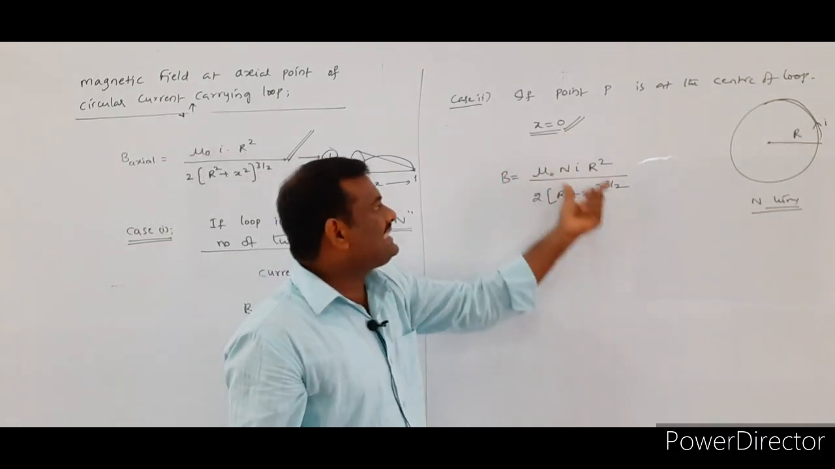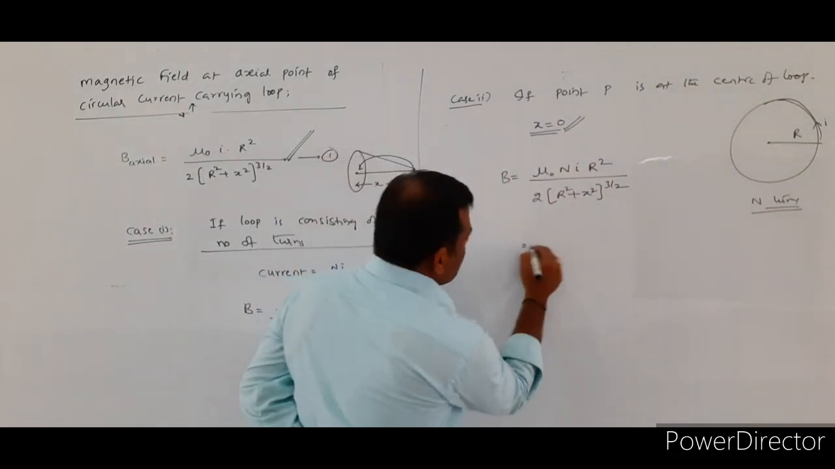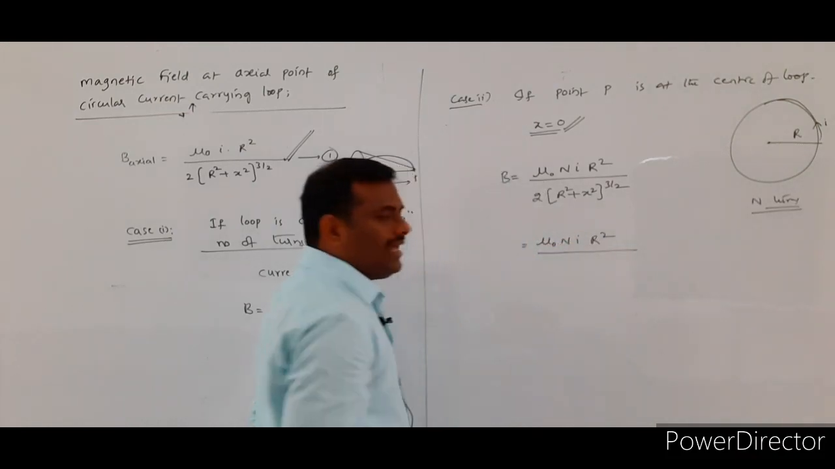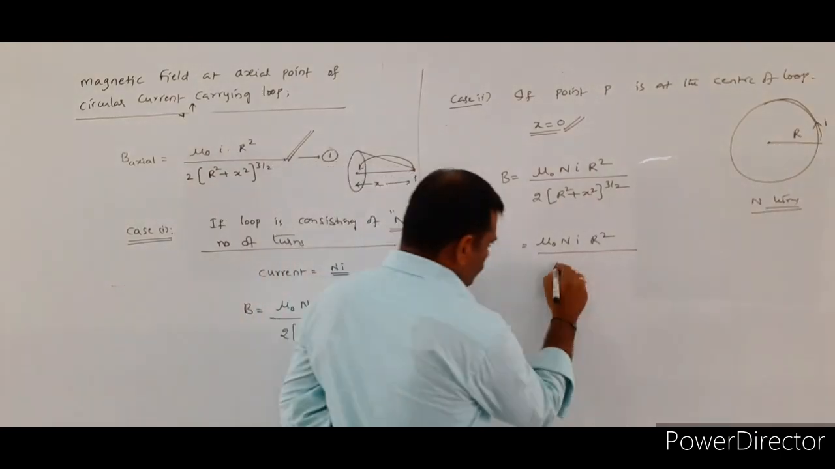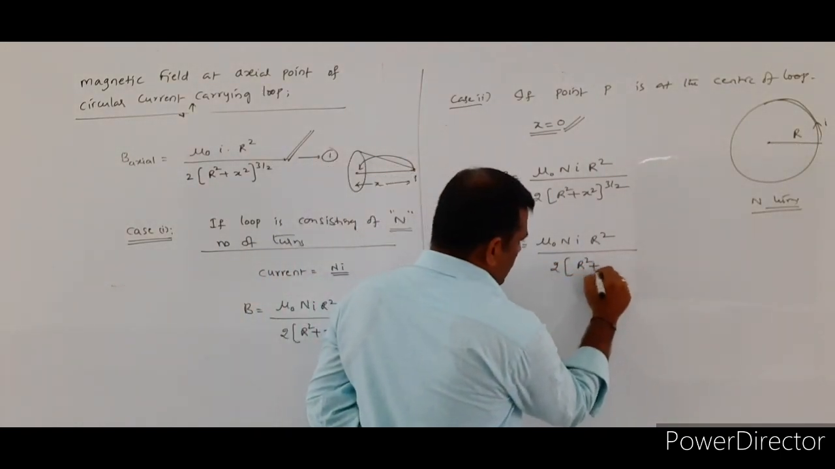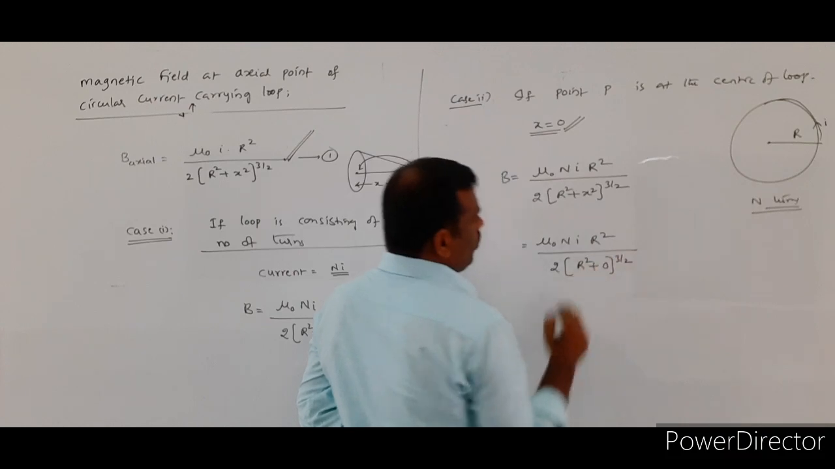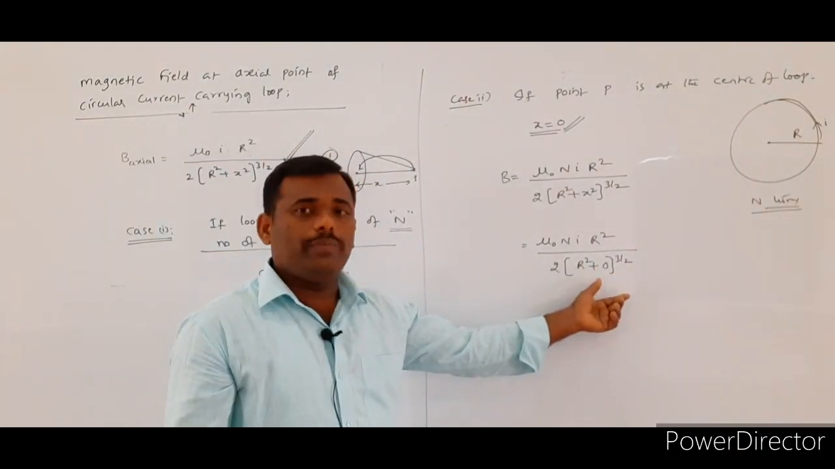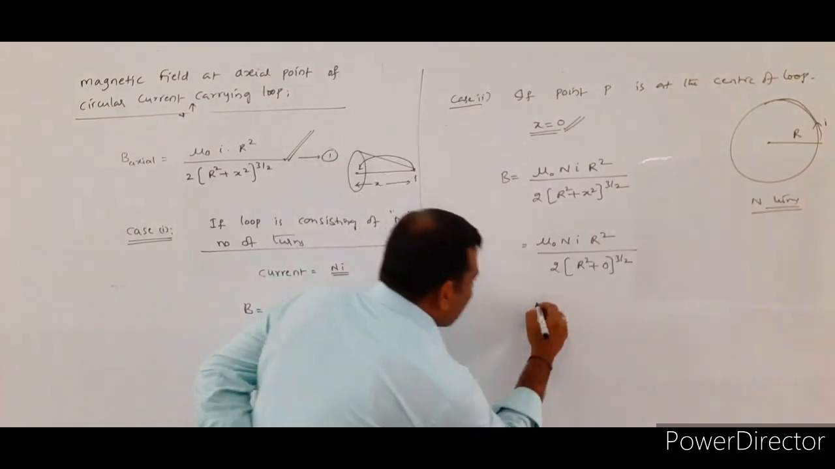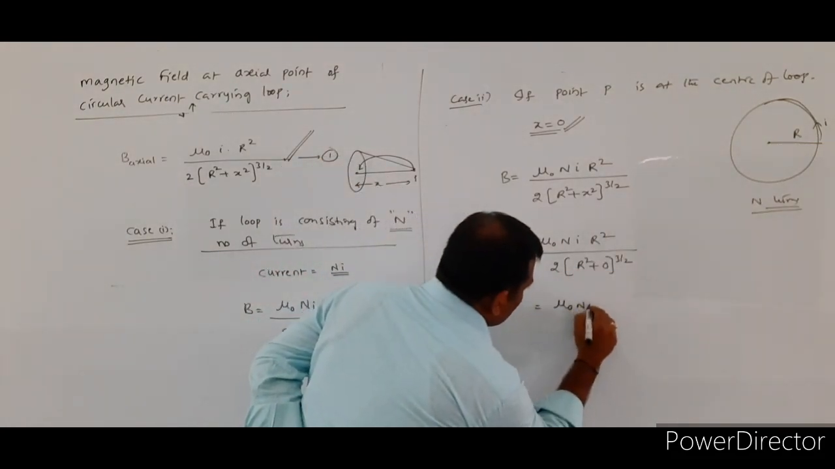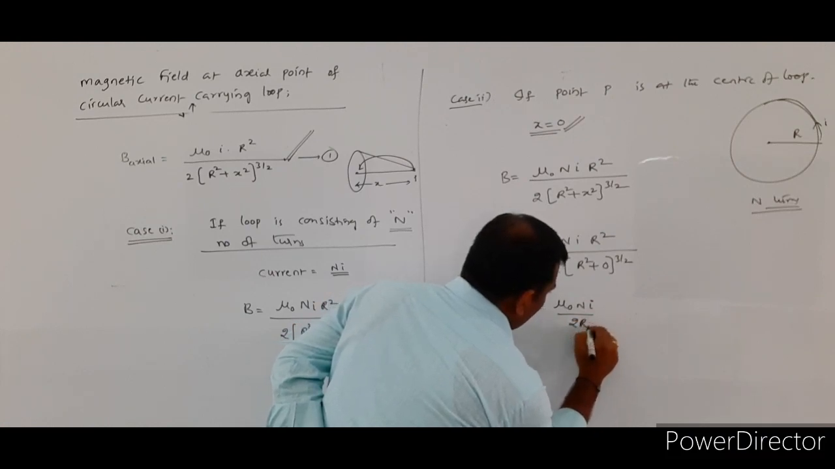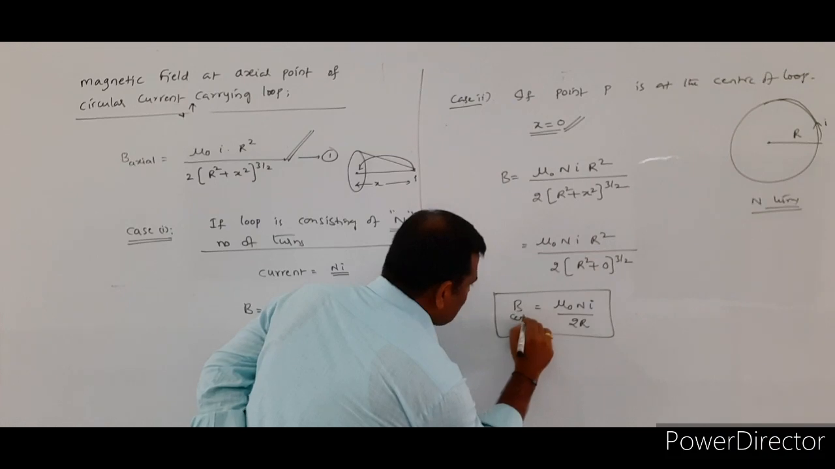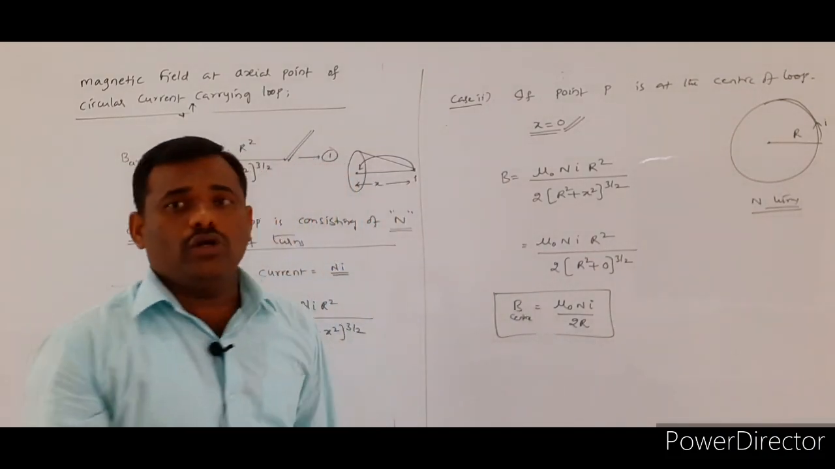Now if you put x equal to 0 in this equation, this value becomes mu naught N I R square by 2 into R square plus 0 whole power 3 by 2, which is mu naught N I R square by 2 into R square whole power 3 by 2. If you simplify this value, you will get the magnetic field at the center of the circular current carrying loop.